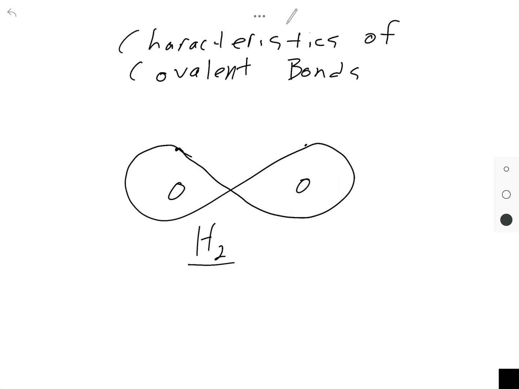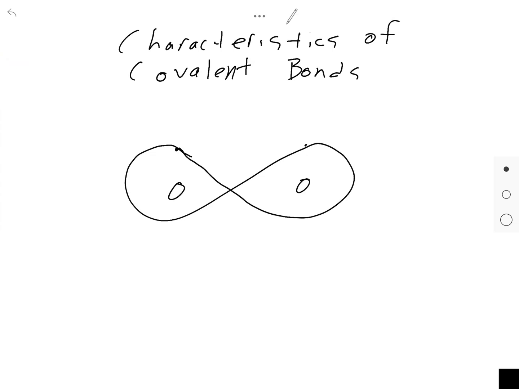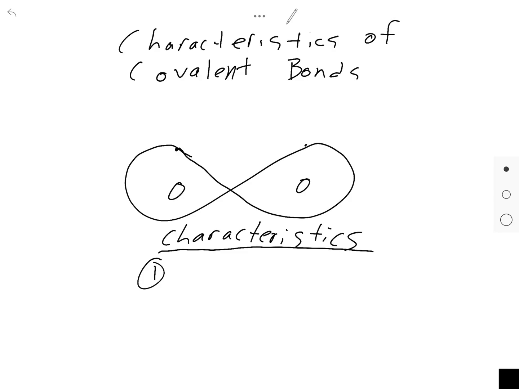Let's talk about the characteristics of covalent bonds really fast. So last time we talked about how ionic bonds are really strong, and they have really high melting points. Covalent bonds are a little bit weaker. Okay, so let's do our characteristics right here. So the first one is that the bonds are pretty weak. They're not super weak, but they're weaker than ionic bonds.